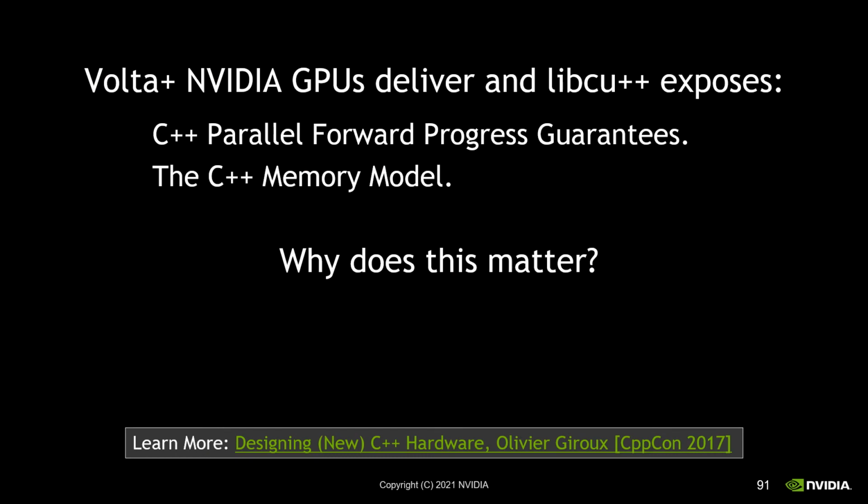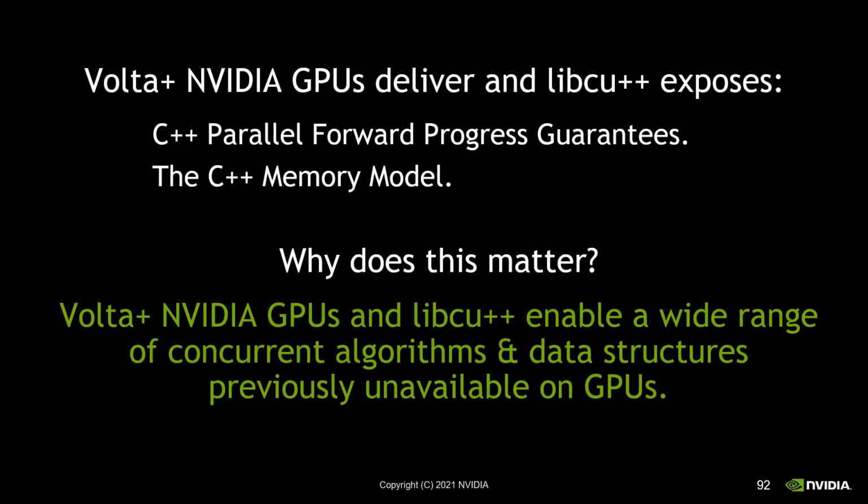We've been talking a lot about our concurrency features, and I want to explain why we believe they're so important. Modern NVIDIA GPUs implement C++ parallel forward progress guarantees and the C++ memory model. Why did we invest in these capabilities? Why does this matter? The answer is that these capabilities enable a wide range of concurrent algorithms and data structures that were previously unavailable on GPUs.